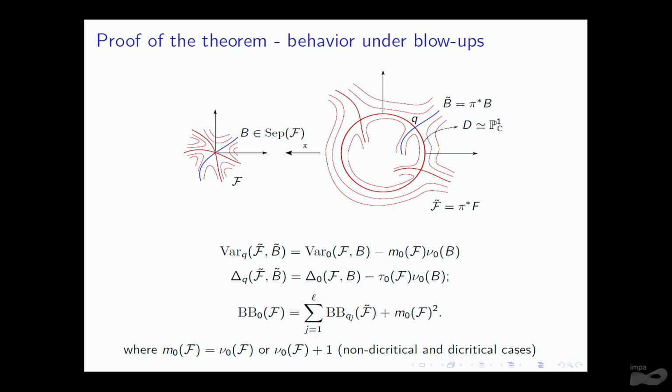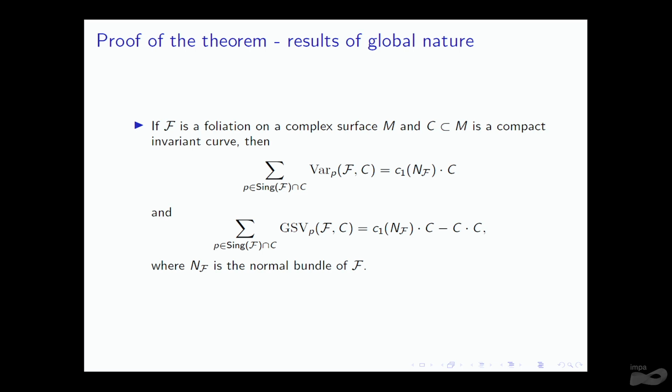And we also have formulas, results of global nature. We need these results whenever I have a blow up at an invariant component, a non-dicritical component, because I introduce new separatrices. So I also need results of global nature for these indices. In the process of induction, I proved that theorem.